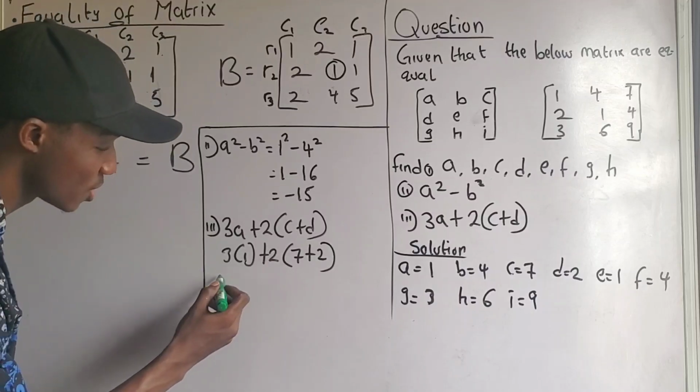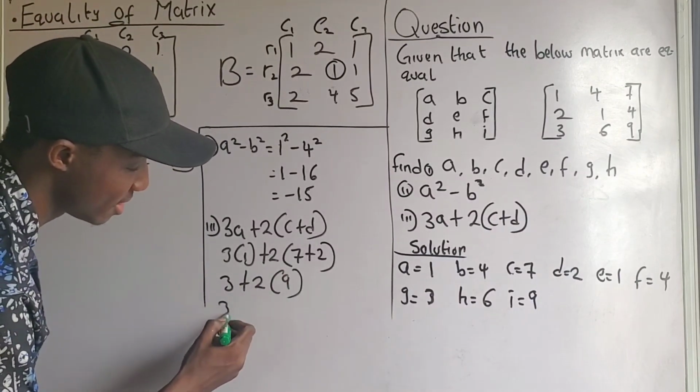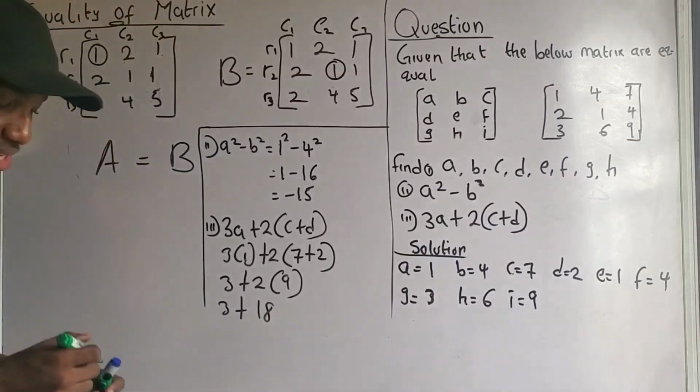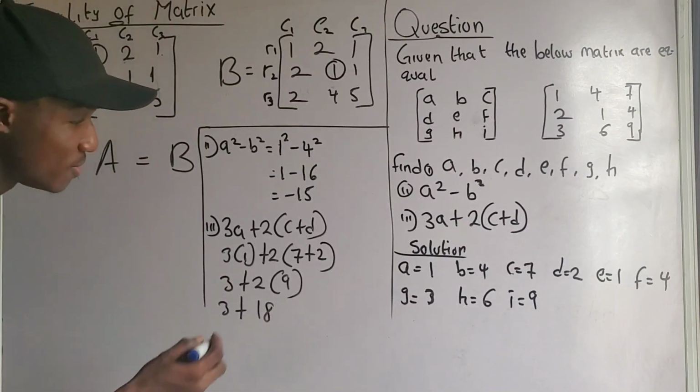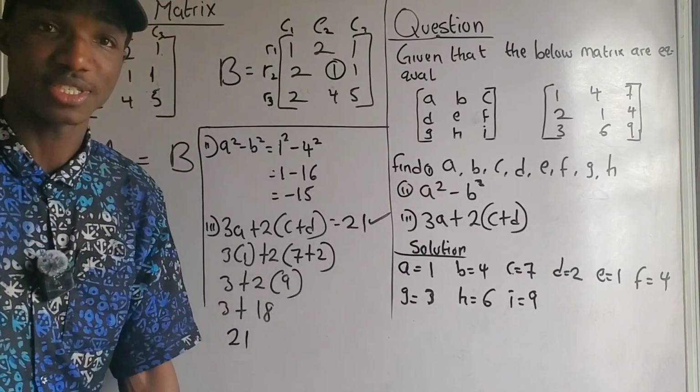Okay? So for this, I'm going to have 3 plus 2 multiplied by 9. Okay? 3 plus 18. 18 plus 3 is 21. So the value of this is equal to 21. Do you understand it now?